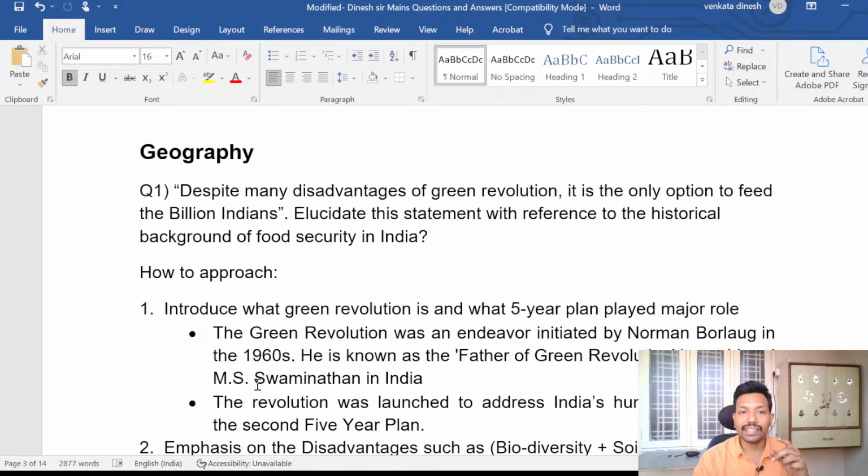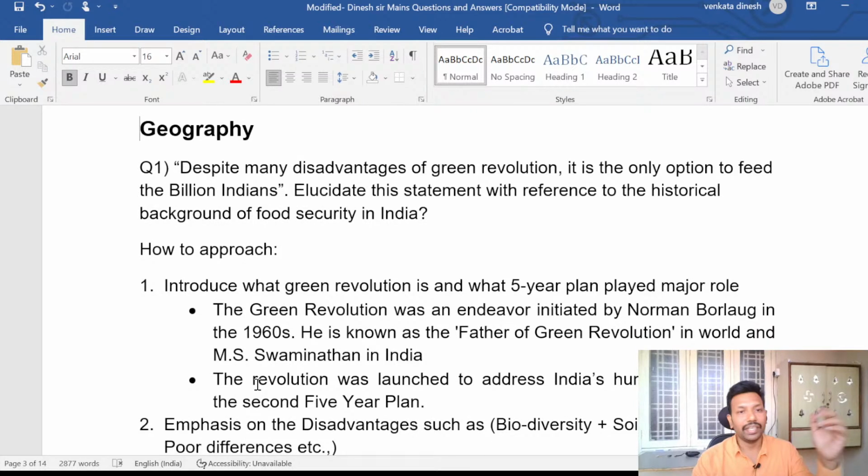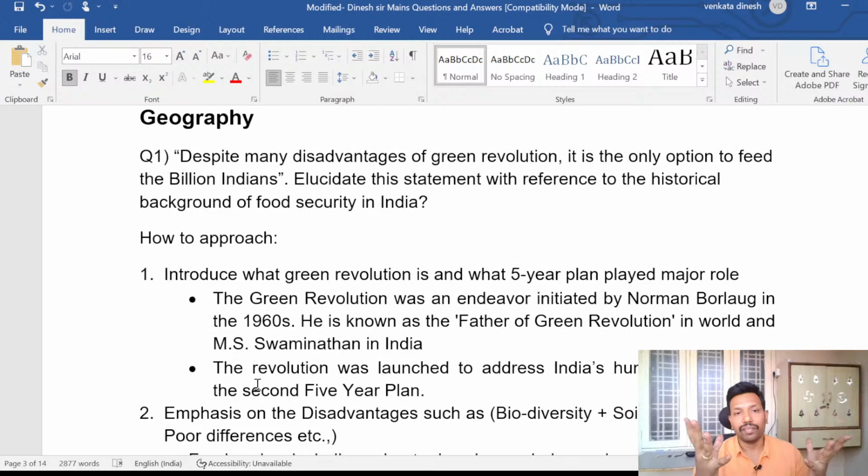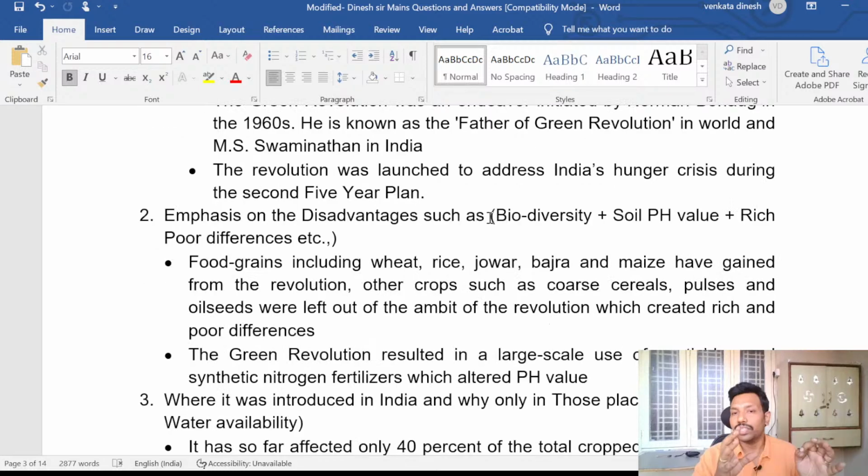Despite the disadvantages, you don't have any other option, dear, because the Indian population is already a billion, so you don't have an option. So, prove that there are disadvantages. For that proof, you have to write some disadvantages such as biodiversity, right? When India went for the Green Revolution, it concentrated on high yielding variety seeds. For example, food grains including wheat, rice, jowar, bajra, maize have gained from the revolution. Other crops such as cereals, pulses, oil seeds were left out.